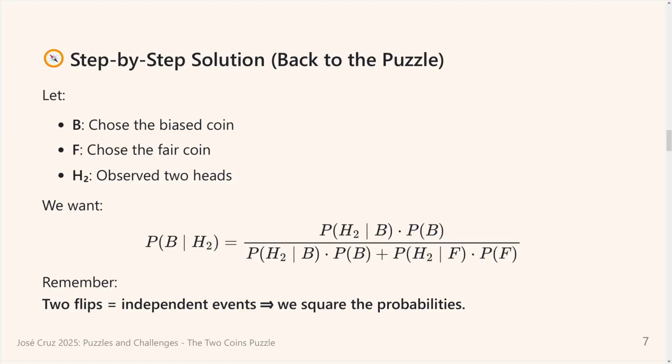So we want to know the probability of being biased. I'm trying to find which coin is not the fair one, knowing that I saw two heads. That's what this H2 means. And this is the formula, but we have to put here two events happening. So we square this value.